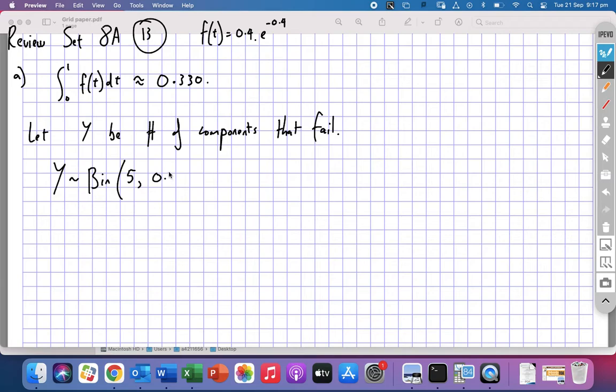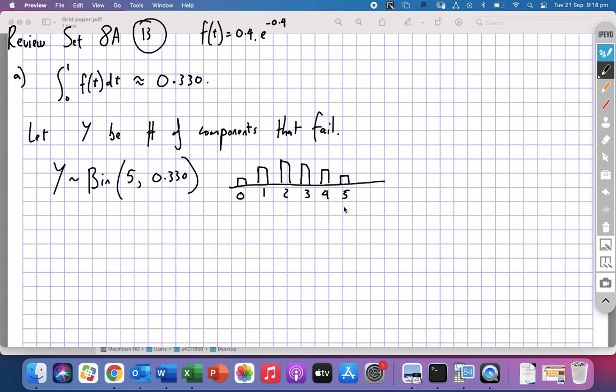The probability it fails was 0.33. So that's the probability that 1 fails. Right? But now we're looking at, if I select 5, maybe none of them fail, or maybe 1 of the 5 fails, or maybe 2 fail. So what's going to be the highest column? Probably the 2. The chances that all 5 fail is pretty small.